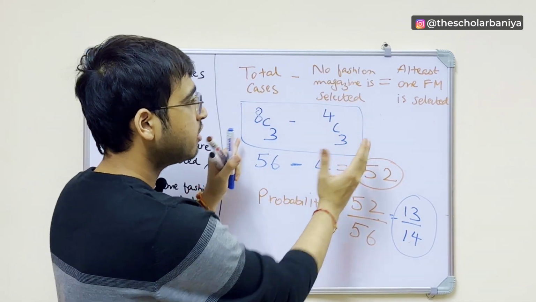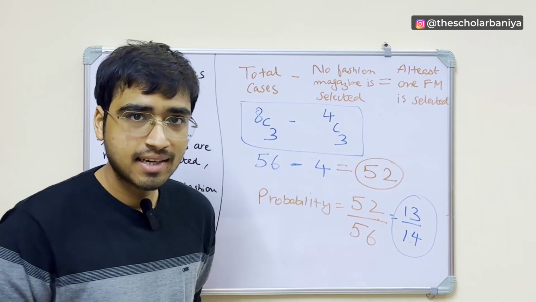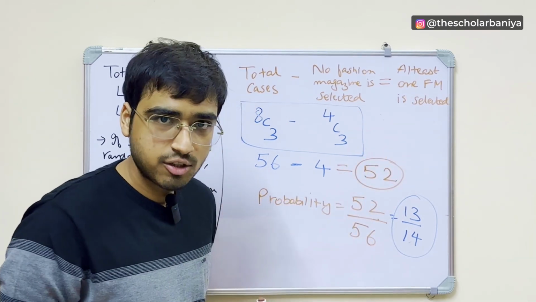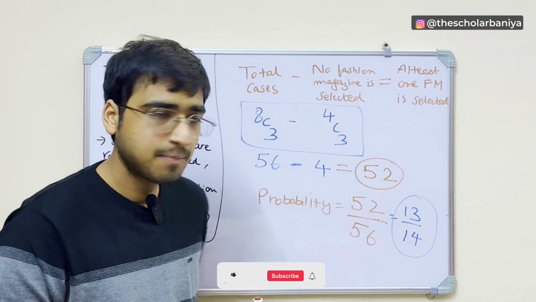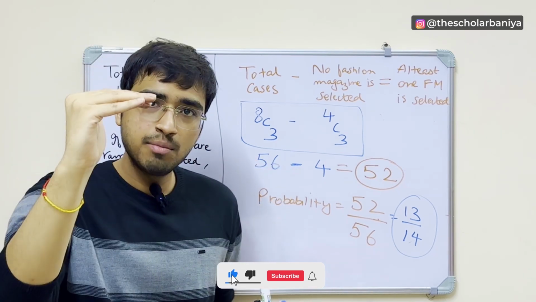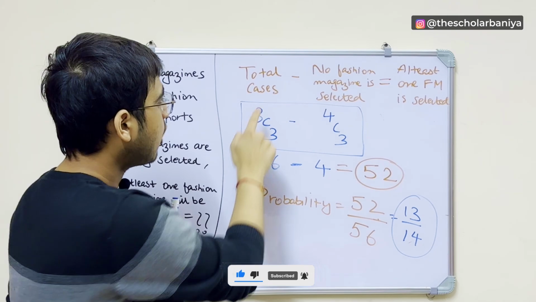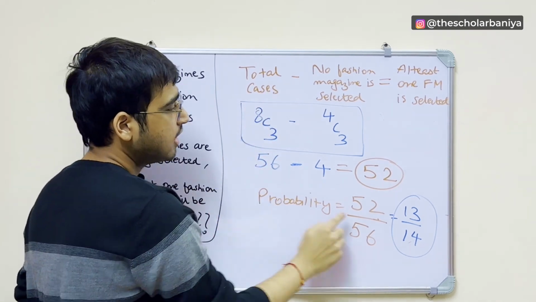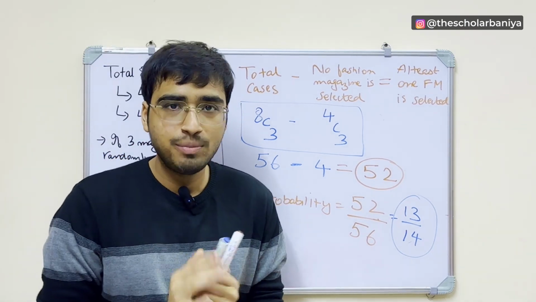So first we took out the favorable cases, which is total cases minus no fashion magazine is selected. That will give us the cases that at least one fashion magazine is selected. So there were a total of 52 favorable cases. Now the probability is favorable upon total. So favorable is 52. The total cases were how many? 8C3, right? And 8C3 is what? 56. So 52 upon 56, which is 13 upon 14. So I hope this should be absolutely clear.